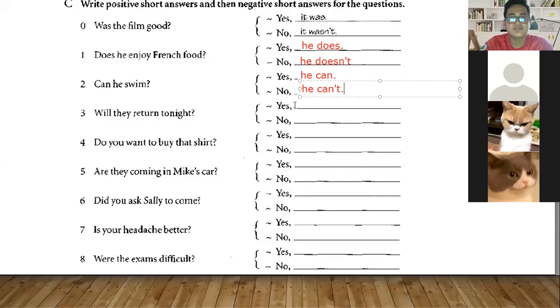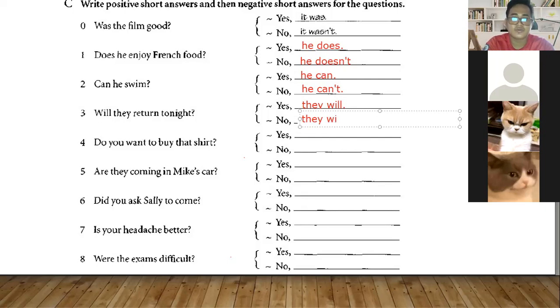Will they return tonight? Yes, they will. No, they won't. Will not. Next one, do you want to buy that shirt?